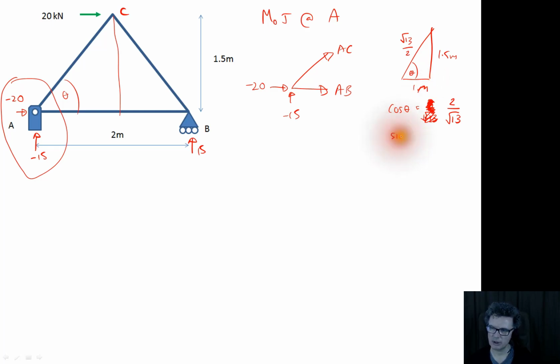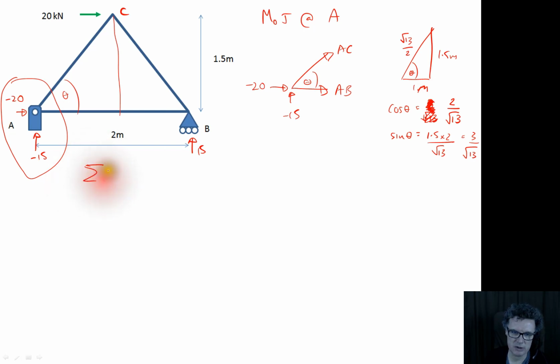Other stuff, let's work out what sine theta is going to be. So that's going to be the opposite, so 1.5 times 2 over root 13. So that's going to be 3 over root 13. I'm going to use these cosines and sines to do my problem. So you can put in not too much, but some geometry information into your free body diagram there. What way should I resolve my forces? Well, it makes sense to resolve forces in the y direction. So I'm going to pick out the AC.